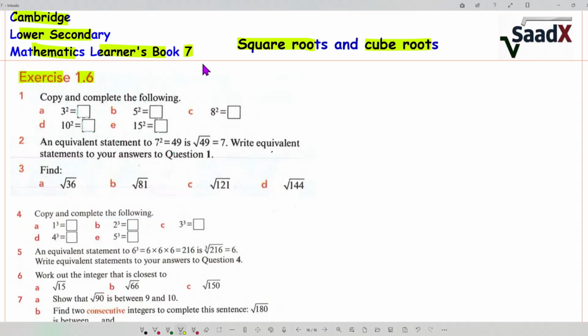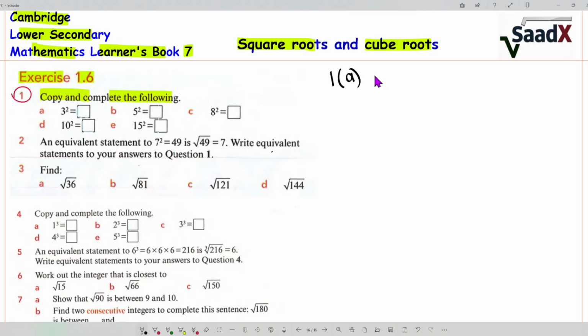Welcome to the new video. Today I am going to solve at least three to five math problems based on square roots and cube roots. Let's start. It's primary level math. Our first question: copy and complete the following.